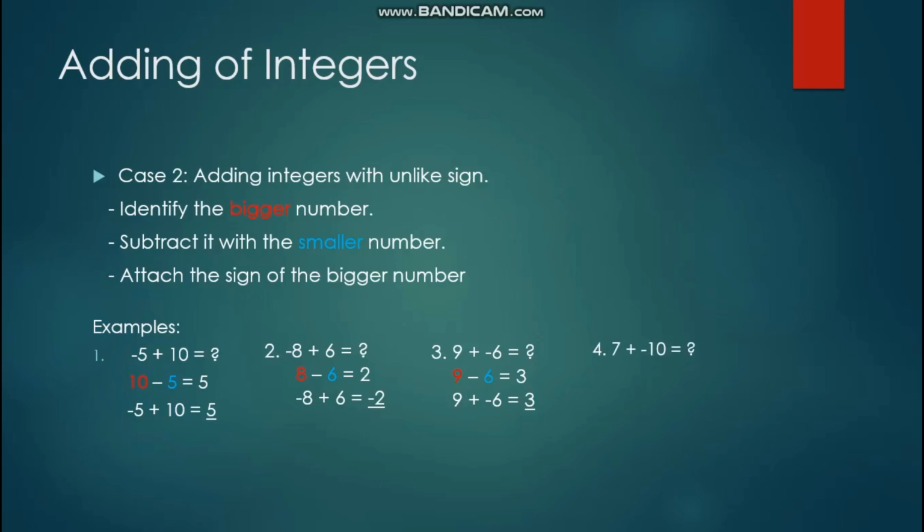Example number 4, 7 plus negative 10. First, the bigger number is 10, and subtract it with 7, the smaller number. 10 minus 7 is equal to 3. And since the negative sign is on our bigger number, the final answer to our equation 7 plus negative 10 is negative 3. Okay, we're done with adding integers.